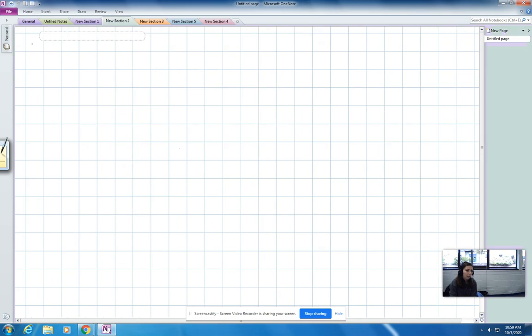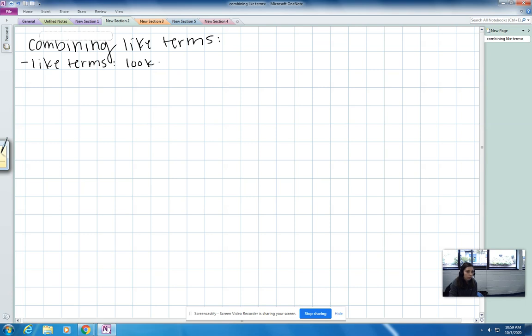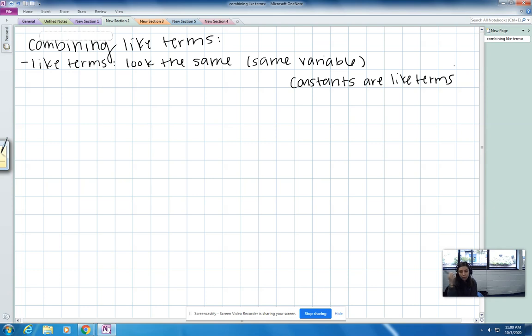All right, now let's talk about something that kind of goes along with this, and that is called combining like terms. So like terms, those are terms that look the same, or in other words, they have the same variable. Something to keep in mind is that things without variables, constants, those are like terms because they look alike. They both have no variable. If we had like 2 constants, those both would have no variable, so they would be like terms.